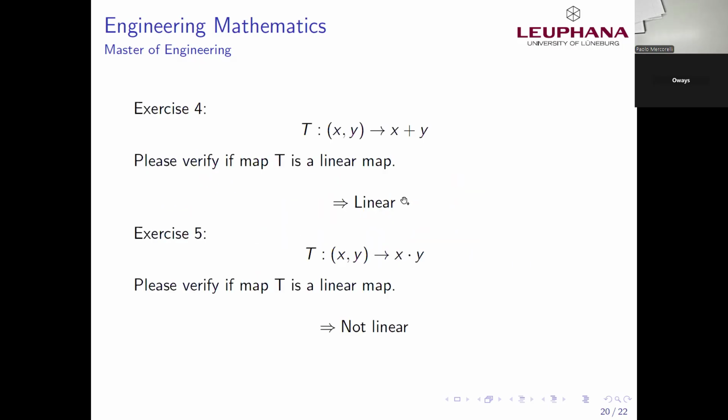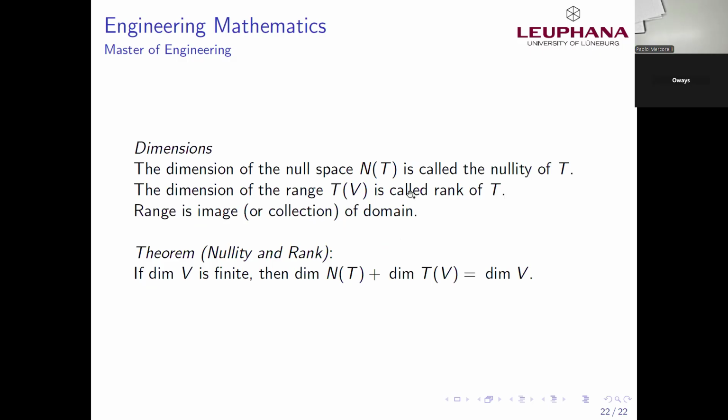Just to conclude this presentation, consider the dimension, then I have 20 minutes. I would like to introduce this, the presentation, and then do some exam exercises today. Then next week we go in depth on exam exercises. The definition of dimensions. The dimension of the null space N of T, the elements belonging to the domain for which T of x equals 0, is called the nullity of T. The dimension of the range of T is called the rank of T.